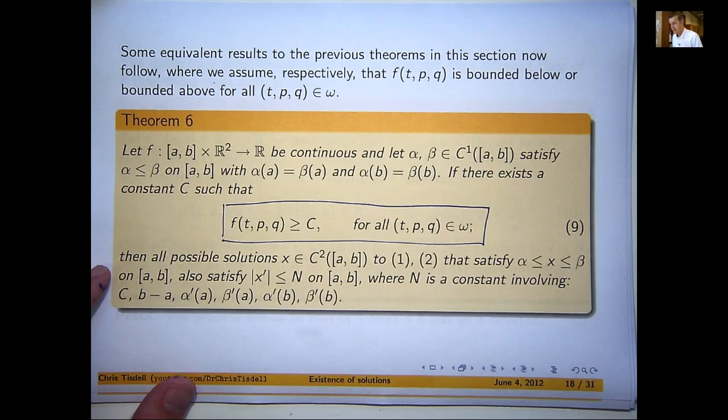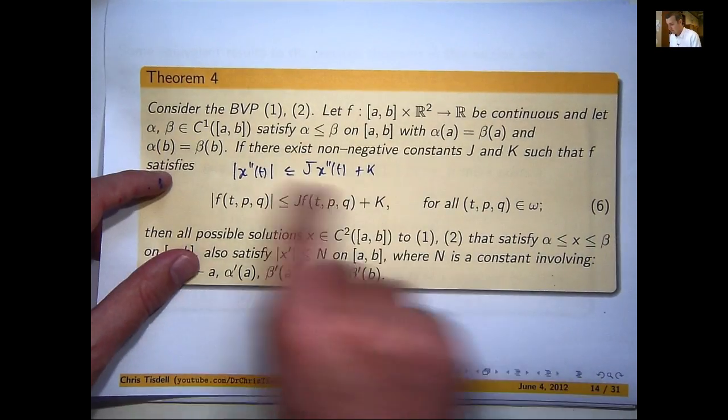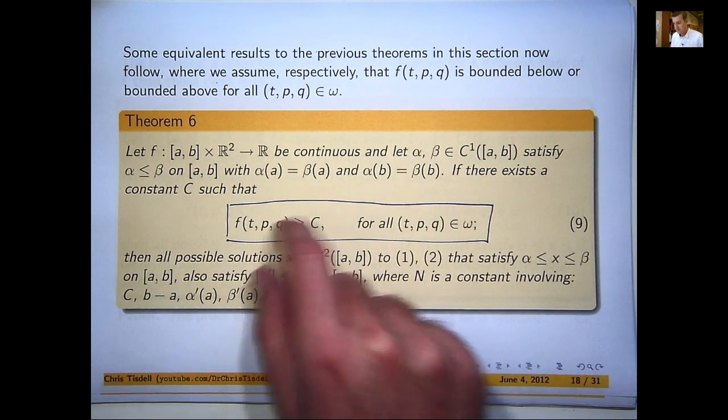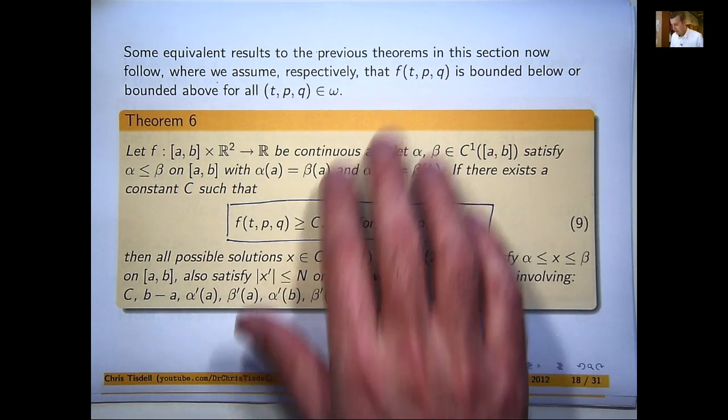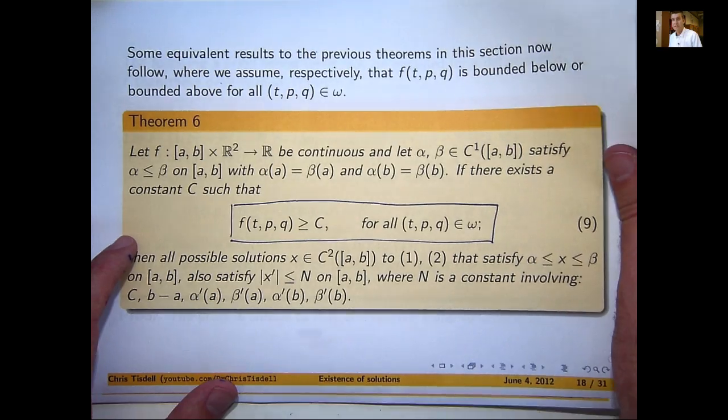a priori bound. Okay, so if you compare theorem 6 with theorem 4, this is a little bit more abstract than that. This is very easy to check whether it holds or not. So actually, from a practical point of view, theorem 6 is quite easy to use.